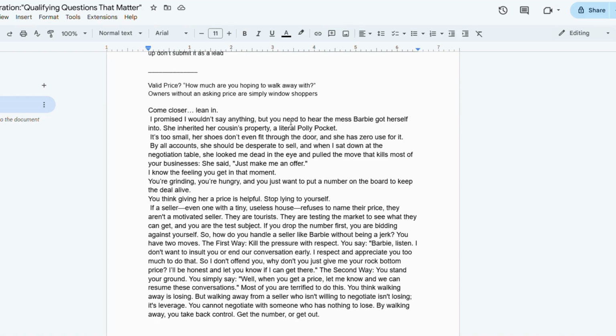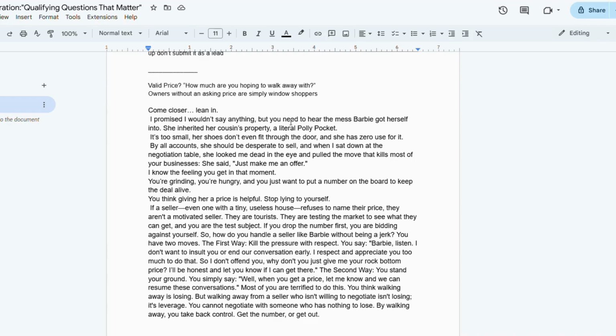Most of you are terrified to do this. Most of you would submit a lead without an asking price. You think walking away is losing, but walking away from a seller who isn't willing to negotiate isn't losing, it's leverage. You cannot negotiate with someone who has nothing to lose. By walking away, you take back control. Get a number or get out.